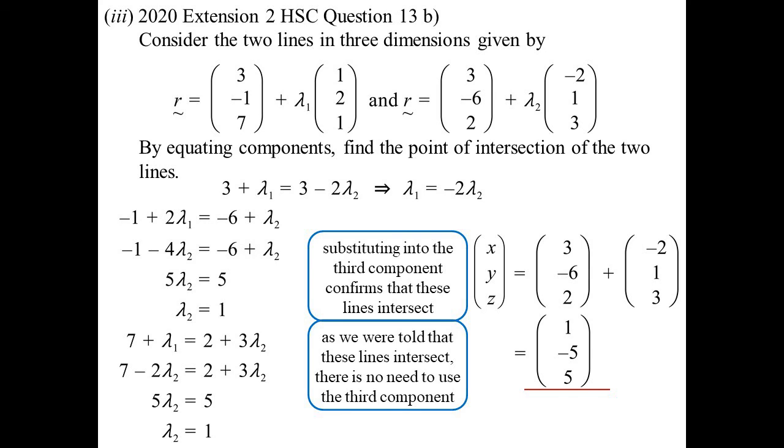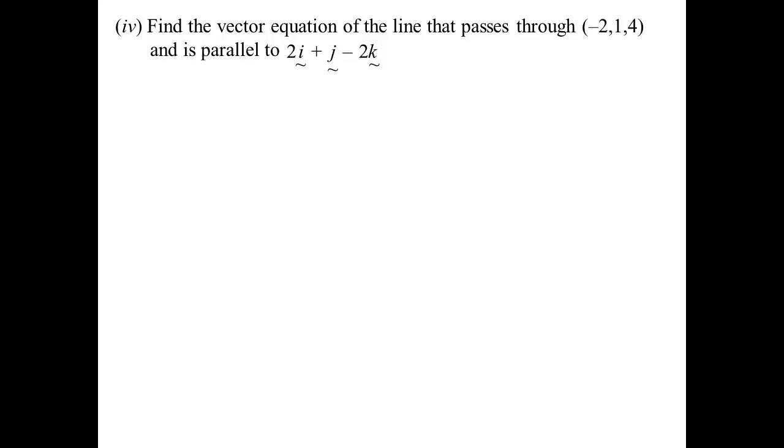1 minus 5, 5. Well, that's the vector. I suppose technically they've asked for the point. I should have written, oh, well, it's 1 minus 5, 5. Find the equation of the line that passes through minus 2, 1, 4 and is parallel to this vector.